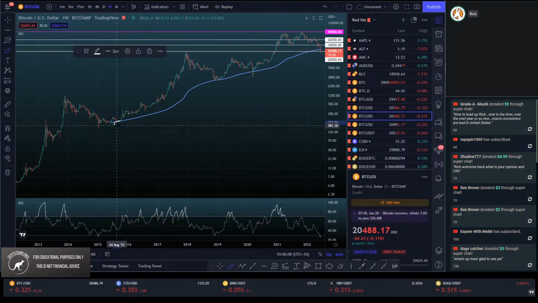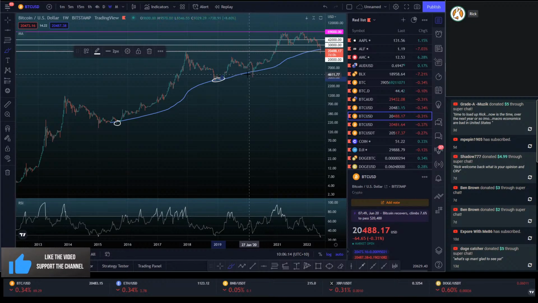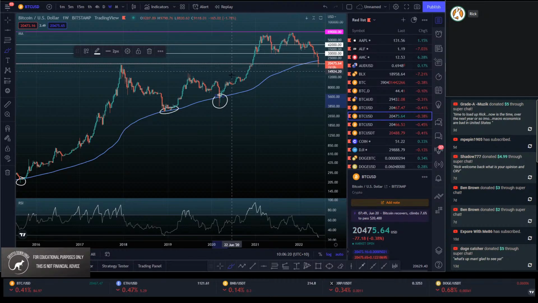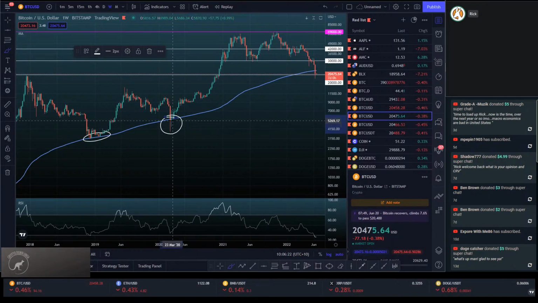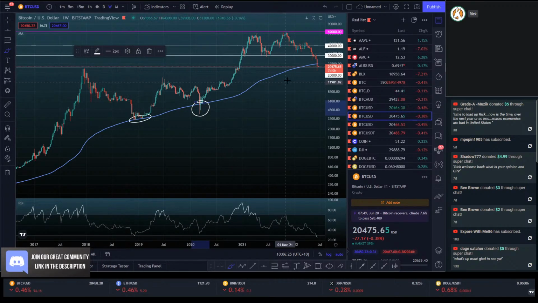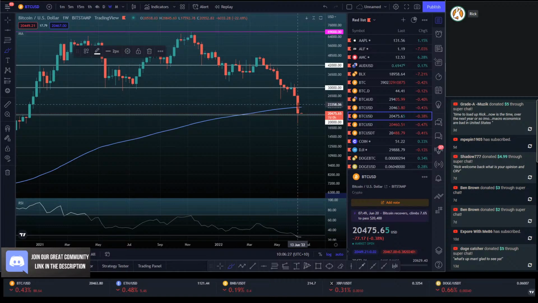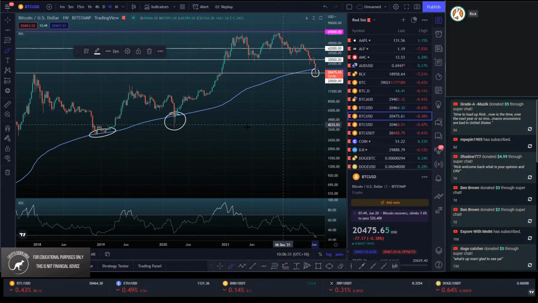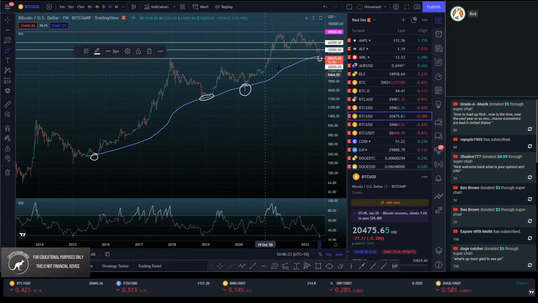So you can see there's an instance here where it dipped below. It used it as support through here. It dipped through it during the COVID crash, but it didn't spend much time below that. I think it was 2 weeks. And now we've had a weekly candle close below the 200 weekly moving average, and that's a simple moving average.